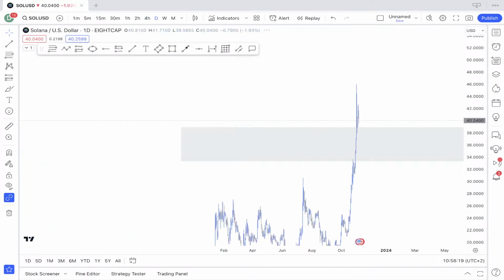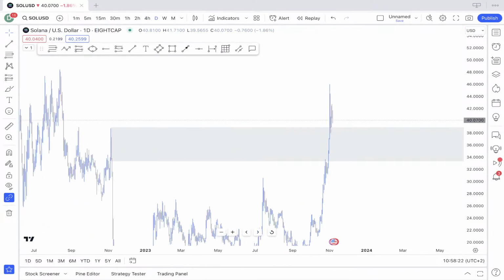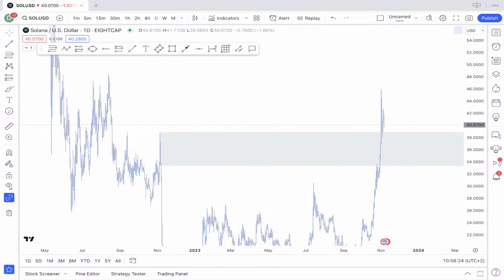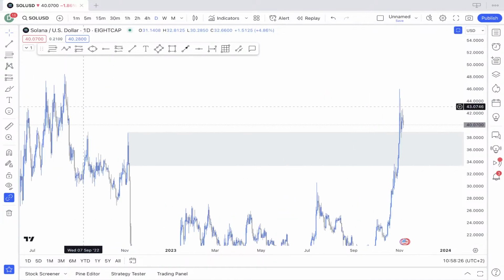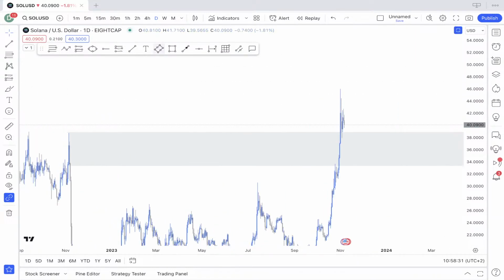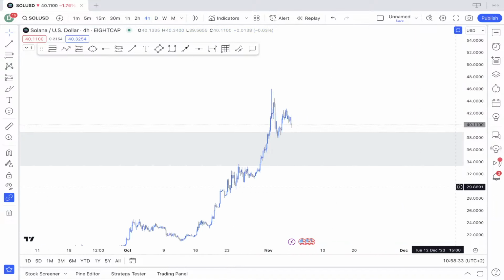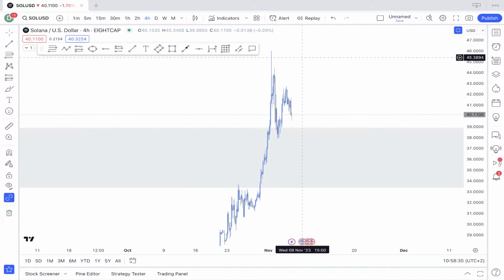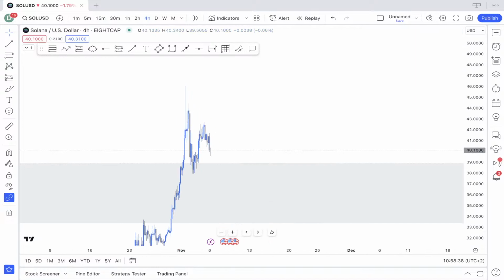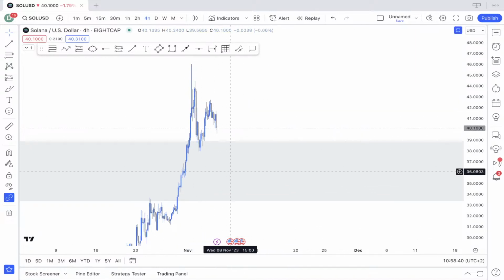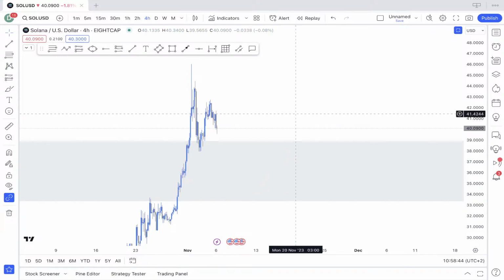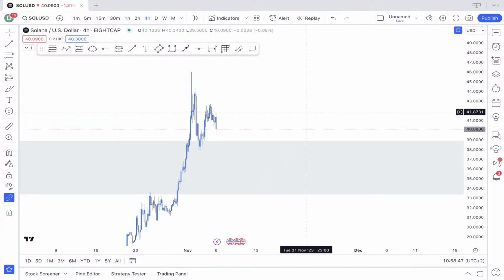If we zoom out, we can see that we rejected from this 46 level here pretty impulsively, but now we want to see what will be next. Will we have a break and retest and head higher, or will the price just head lower, break this low, and start heading towards the 32 level or so? But yeah, knowing that, like I said, we just need to wait, stay on the sidelines, and wait for the price to develop some more.